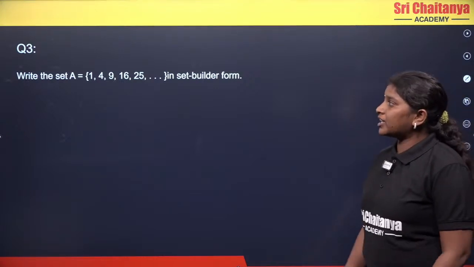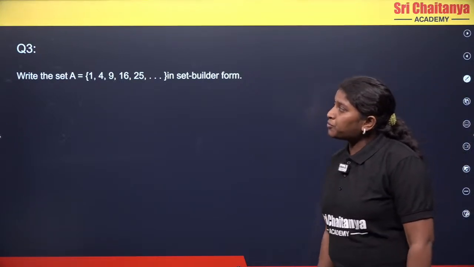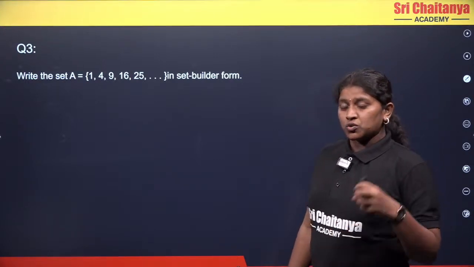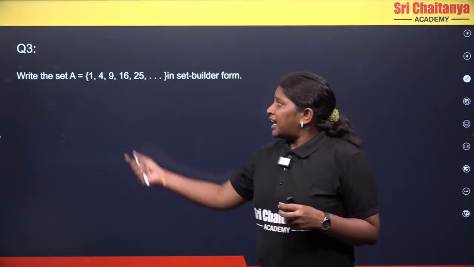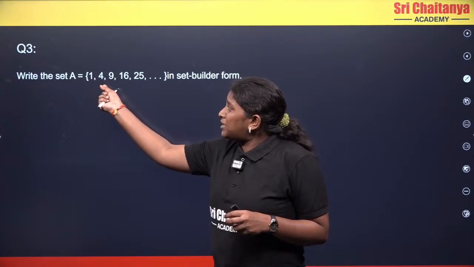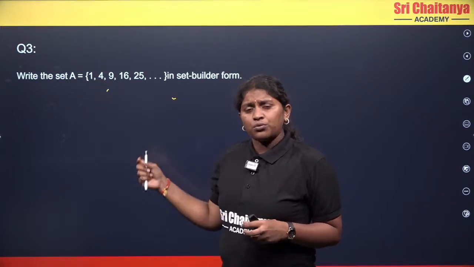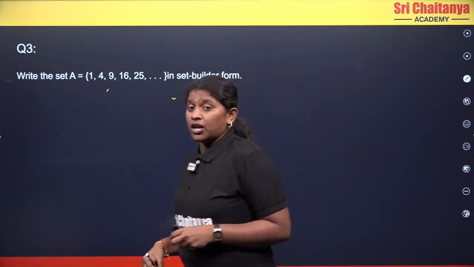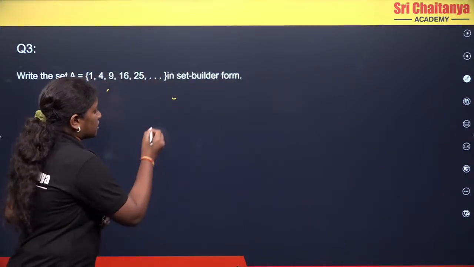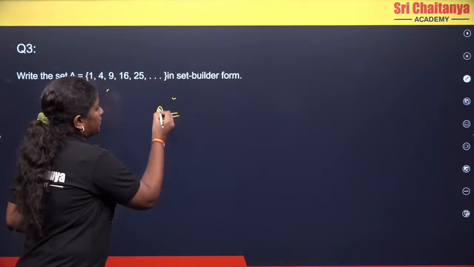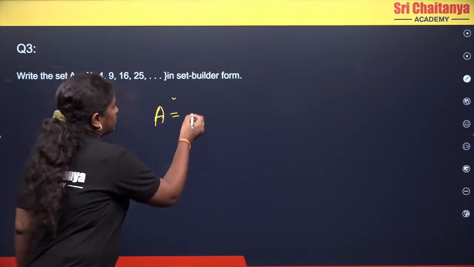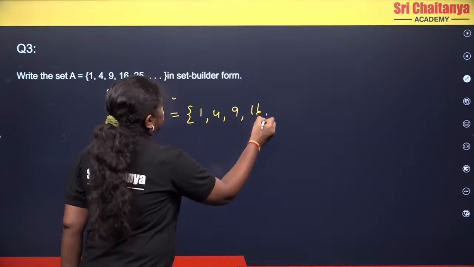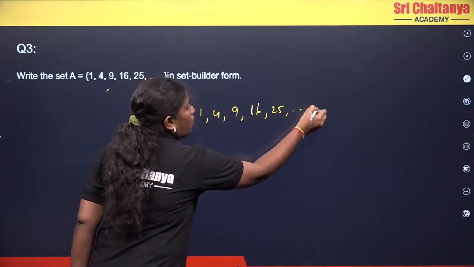Write the set A equals to the set of 1, 4, 9, 16, 25 and so on in set builder form. So if you observe here clearly, in the given set we are having the elements individually. Now they are asking us to represent the same set in the form of a set builder form. So how can we write? Let's take the given set A equals to the set of 1, 4, 9, 16, 25 and so on.